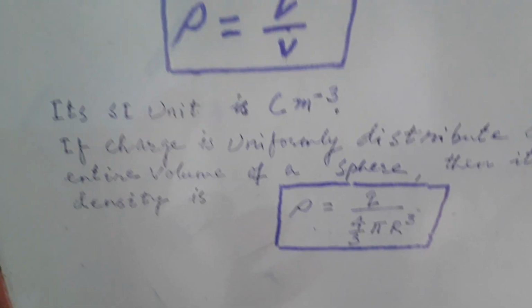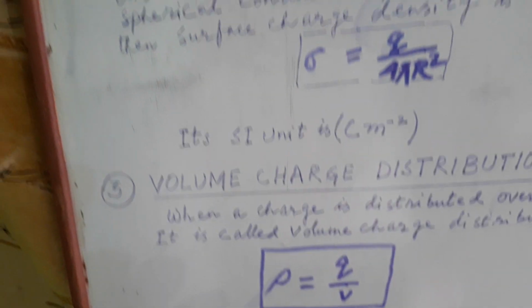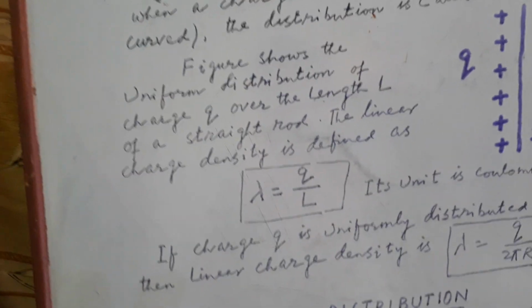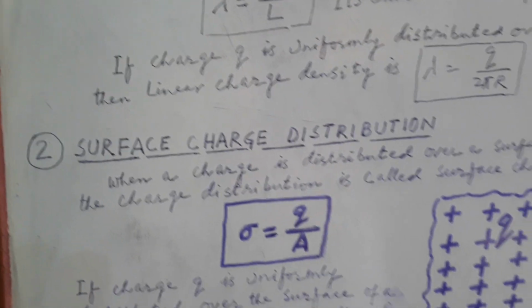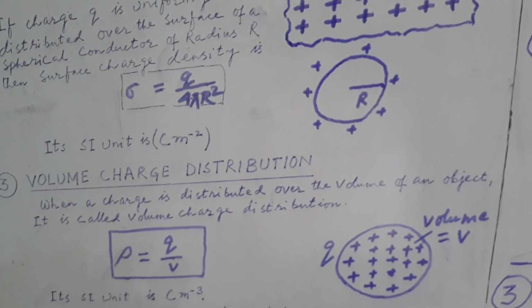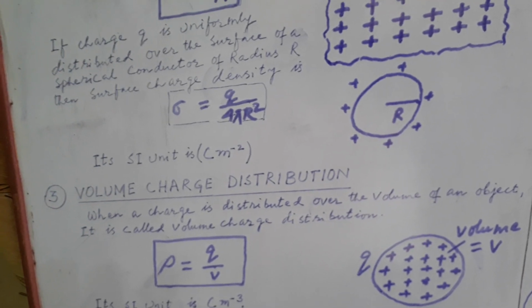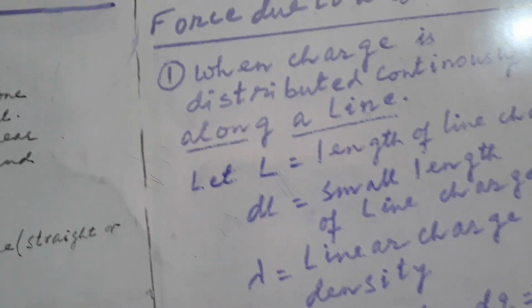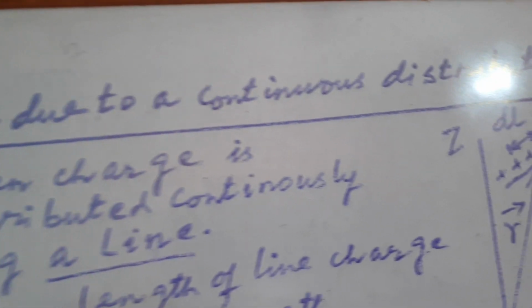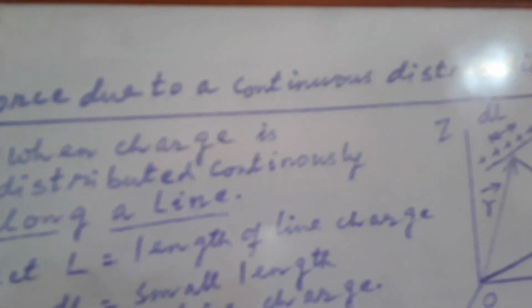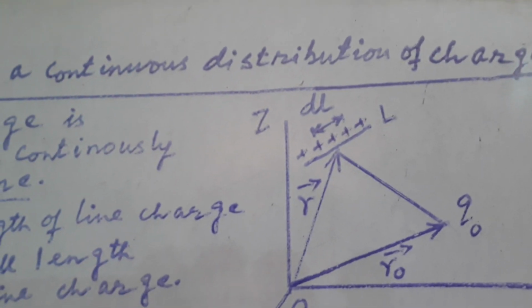So this was the continuous distribution of charge in three different cases we have seen just now. Linear charge distribution, lambda equal to Q by L. Surface charge distribution, sigma equal to Q by A. And volume charge distribution, rho equal to Q by V. Now come to this point. Force due to a continuous distribution of charge.